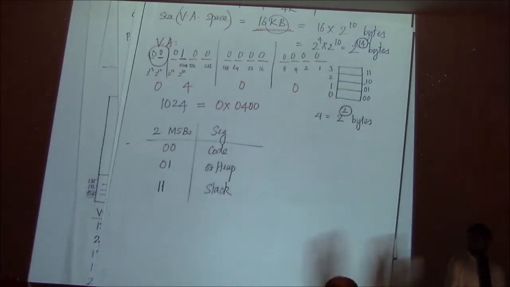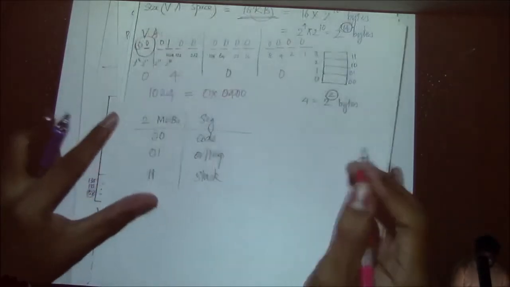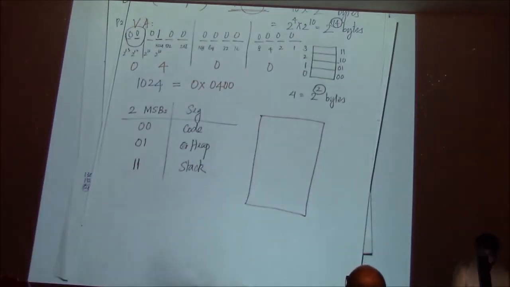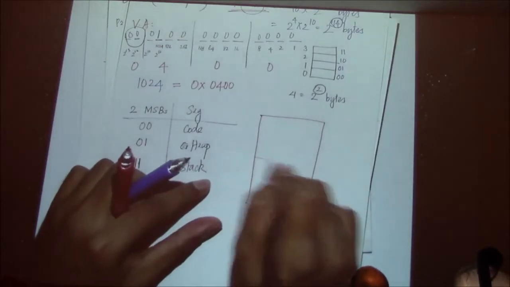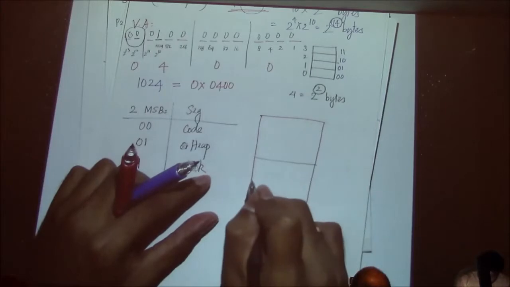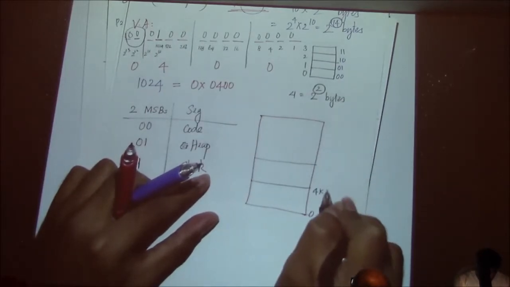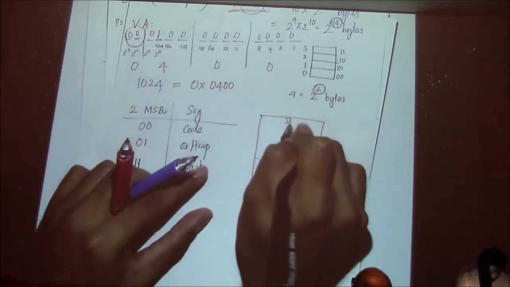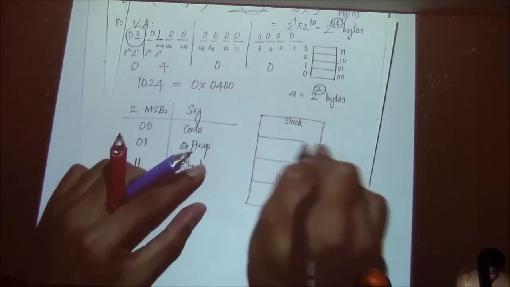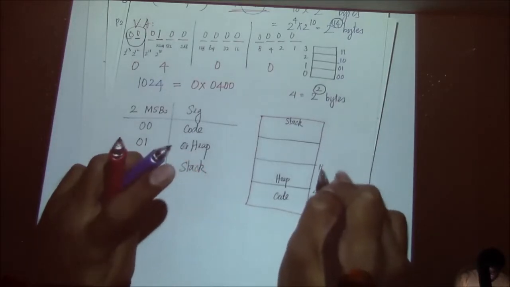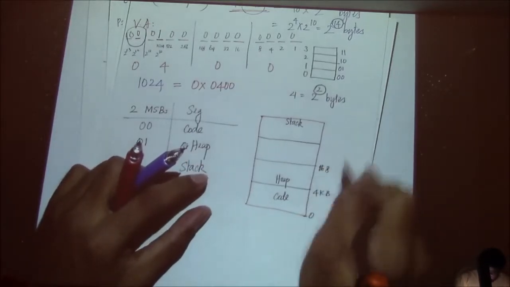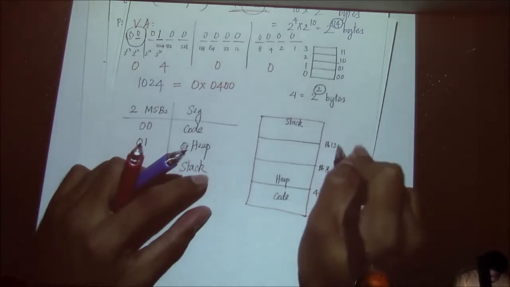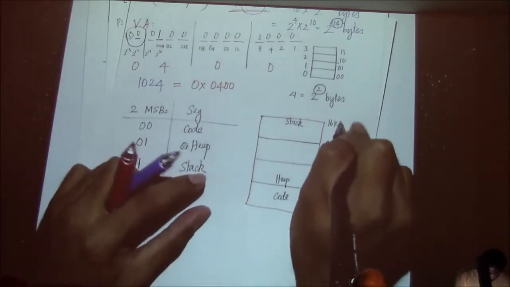Just think about this, this would really make sense because, again, this is assuming a few things. This particular scheme of segmentation assumes that the code lies here. We have this entire 16 KB space. This is 0 through 4, this is the code, and the heap can start here. The stack can start here. So 0, 4, 8, 12, 16.